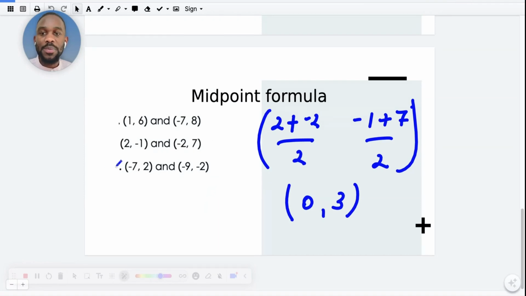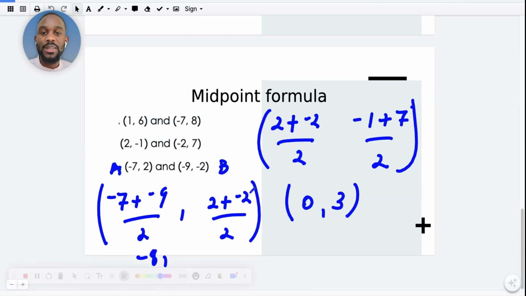And then lastly, if these are points A and B, to get the midpoint, 2 plus -2, that's 0. 0 divided by 2, 0. So those are the coordinates of the midpoint.